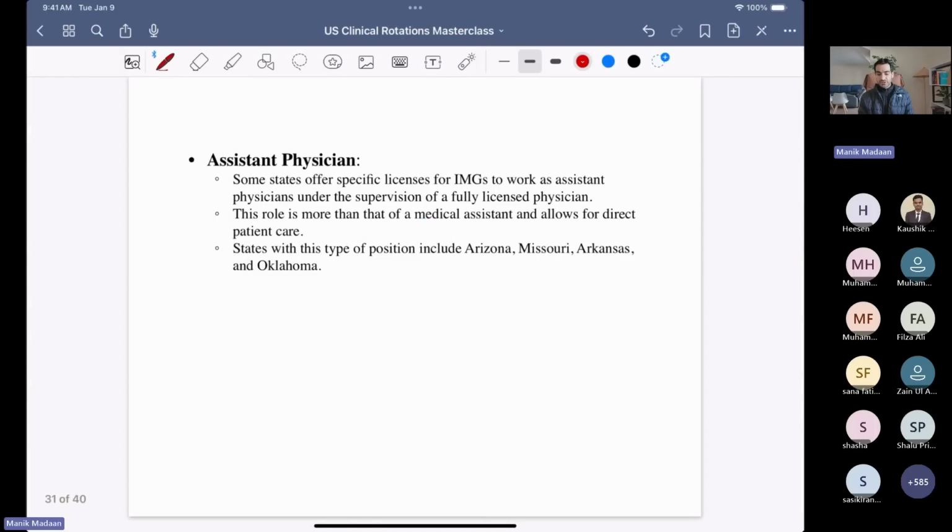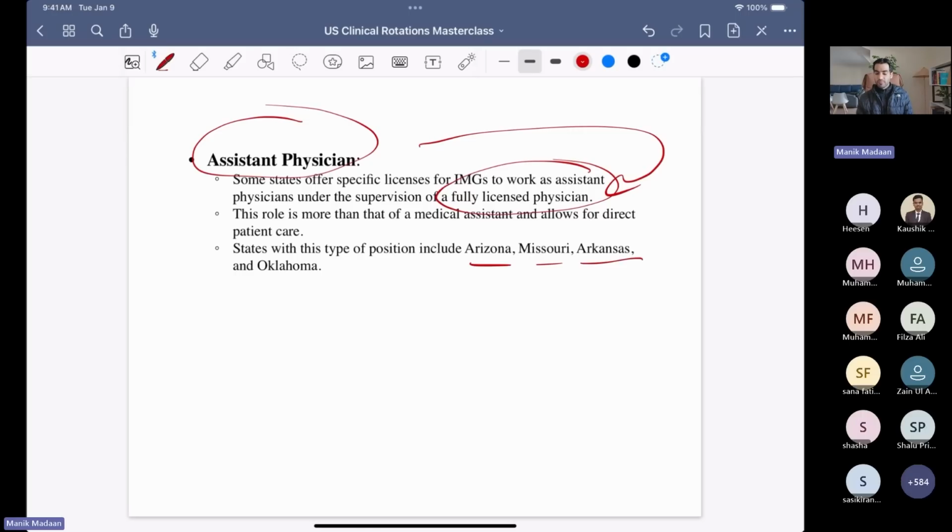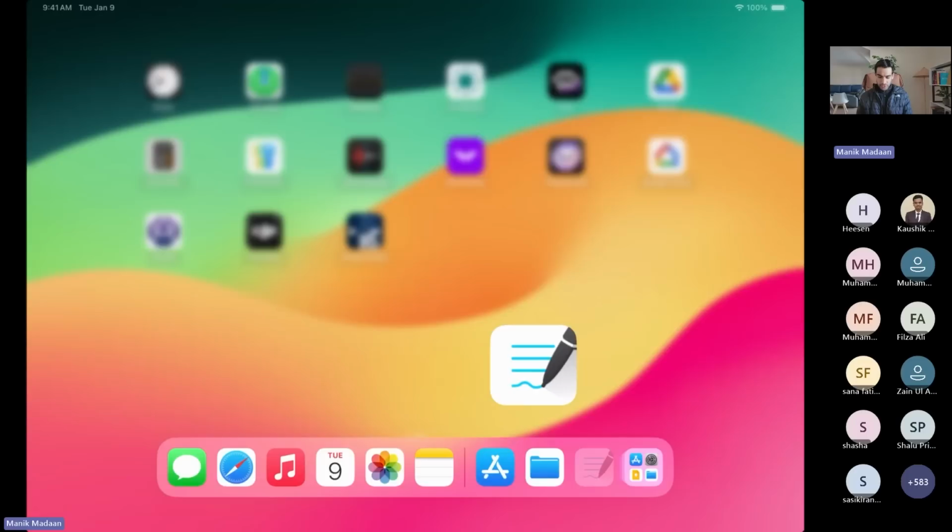Lastly is assistant physicians, right? Assistant physicians are like medical assistants, but assistant physicians are licensed. You have to be a licensed person to be an assistant physician. There are certain states like Arizona, Missouri, Arkansas, and Oklahoma where you can Google assistant physician jobs, right? Just Google assistant physician job in Arizona. Let me show you, okay?